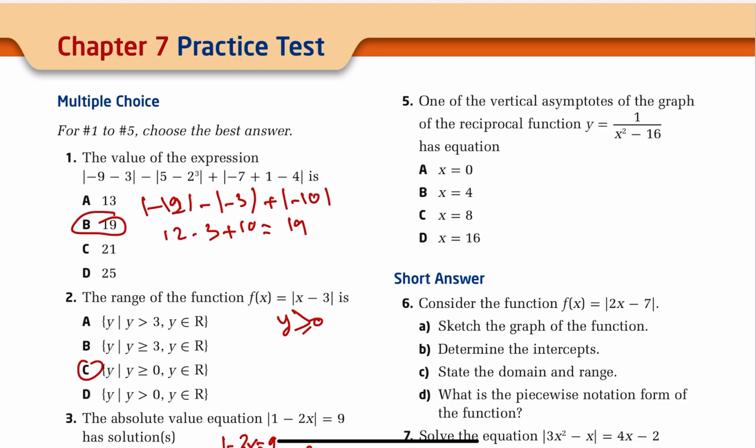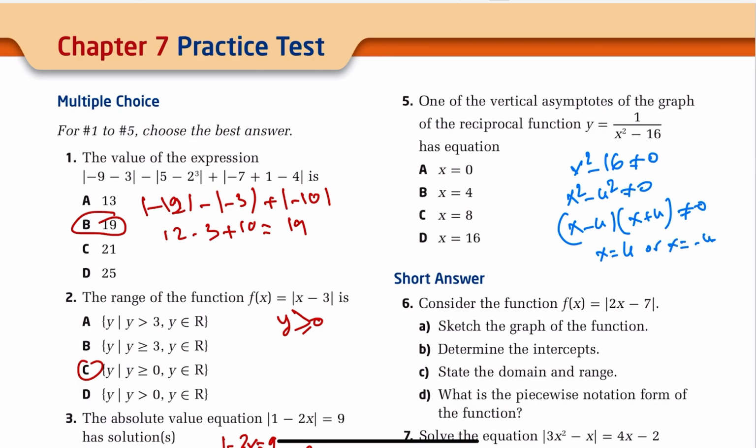So x squared minus 16 should not be 0. So x squared minus 4 squared should not be equal to 0, which is x minus 4 times x plus 4 should not be equal to 0, which means x is equal to 4 or x is equal to minus 4. And the one of them we have here is in B.